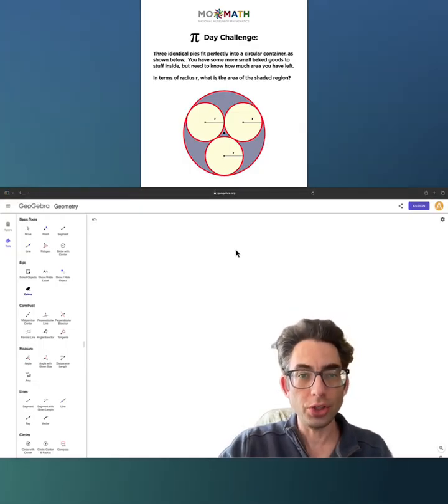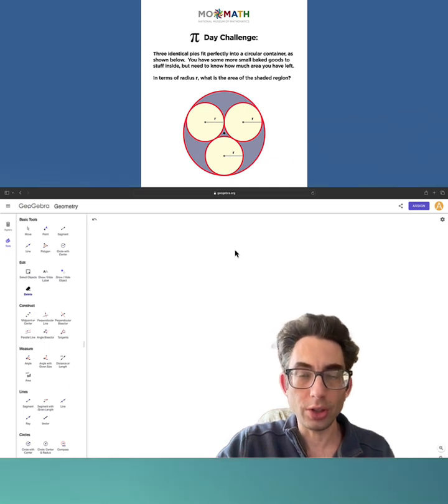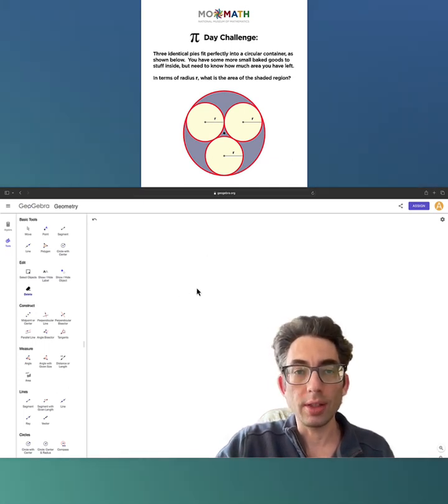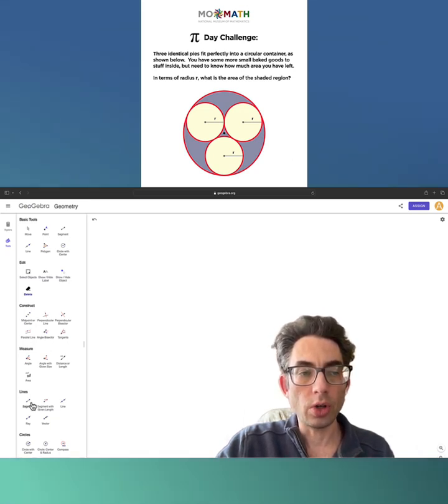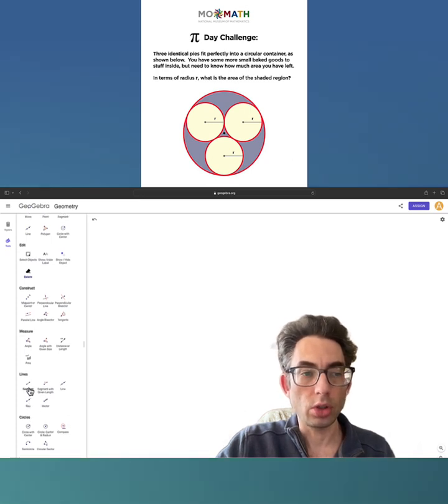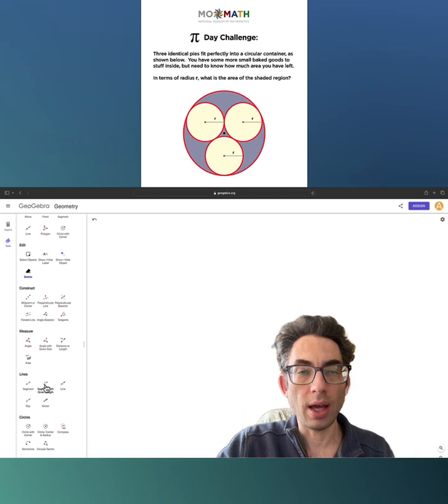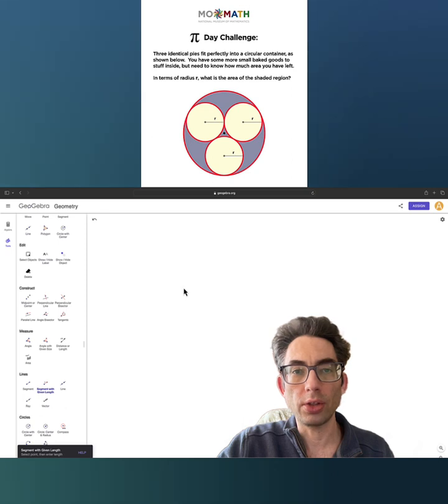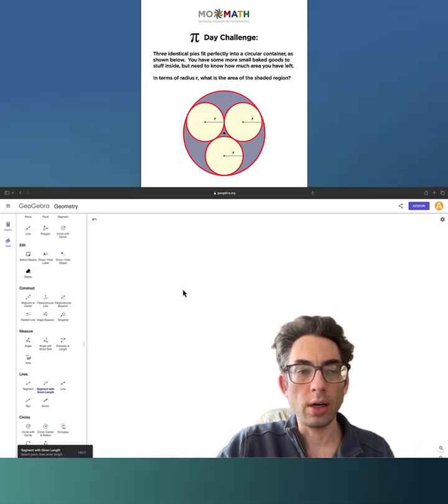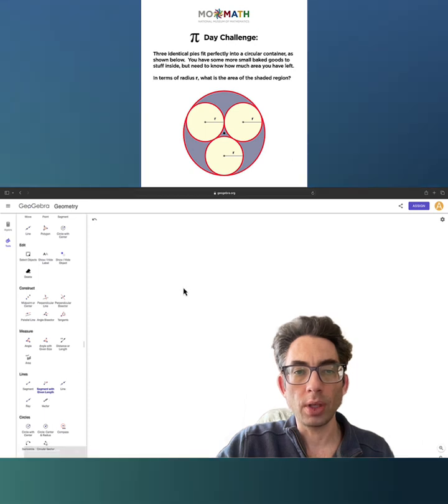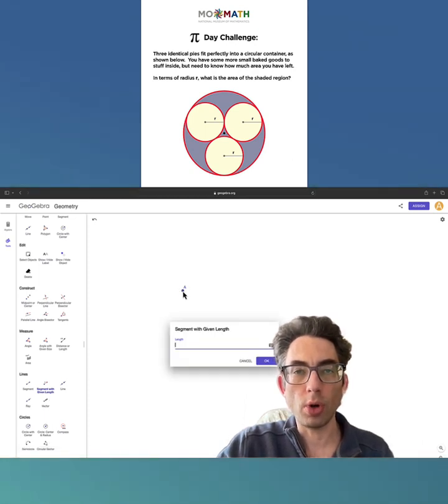Here we are in Geogebra, which is the online tool that we're going to use to construct the diagram that we were looking at earlier, which is a large circle with three smaller circles inside of it. And we're going to start by making the smaller circles first. So we're going to make the radii of a small circle, and based on that, we will make the other circles. So here we're going to select segment with given length, click a point in space, and there's our first point, point A, and we're prompted for the length.